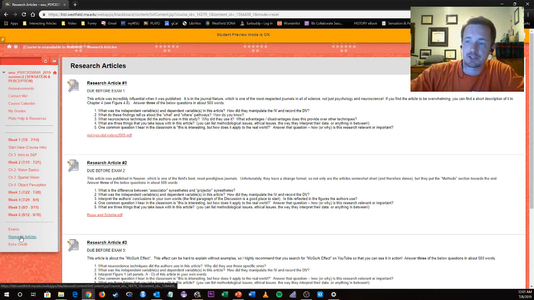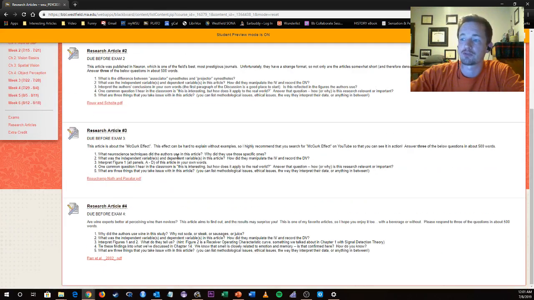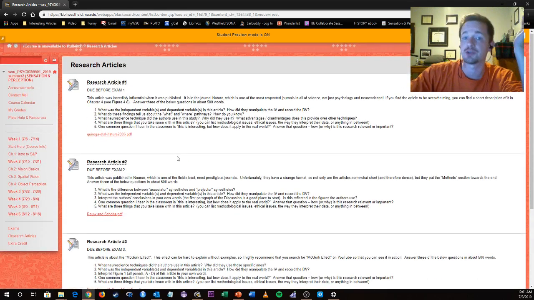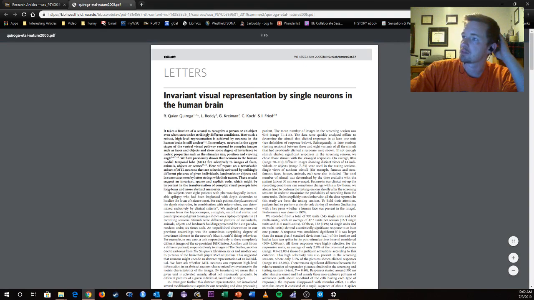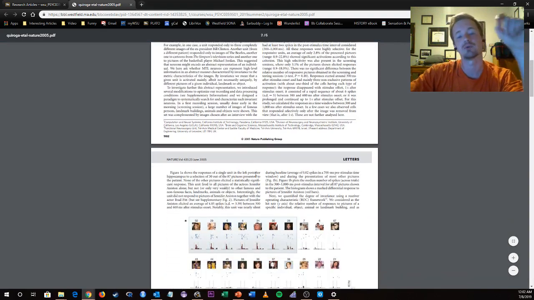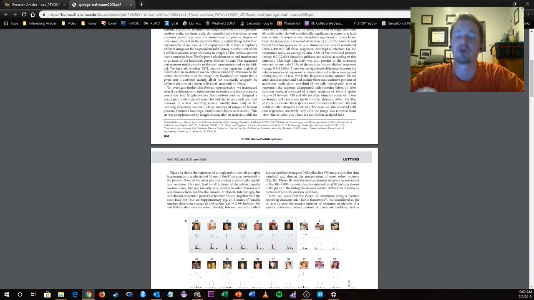You'll see exams, research articles, and extra credit. If you hit research articles, then you'll see there are 4 different research articles. These are going to be due before each exam. And so for exam number 1, we have this article, which is about how single neurons are able to represent certain visual memories. That is as simplified as I can make it for you, because it is a little bit complicated, but it is something that the book also talks about.